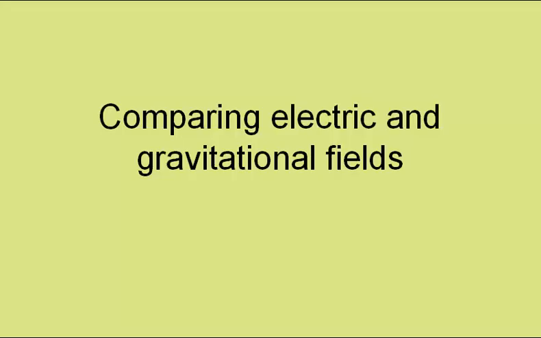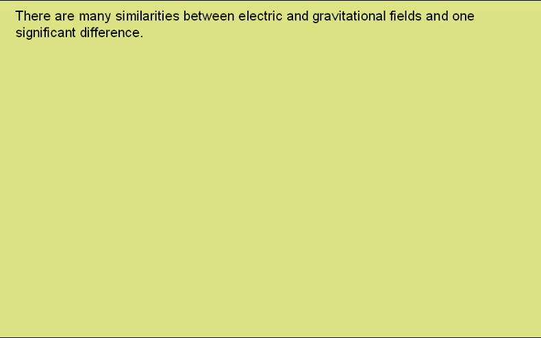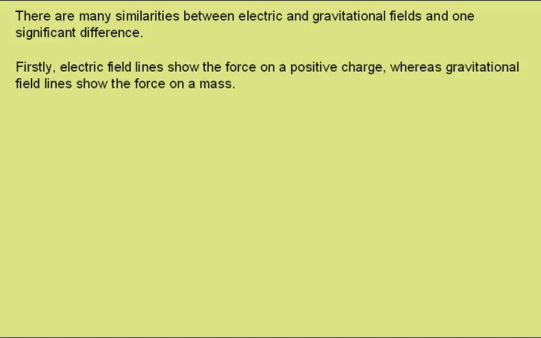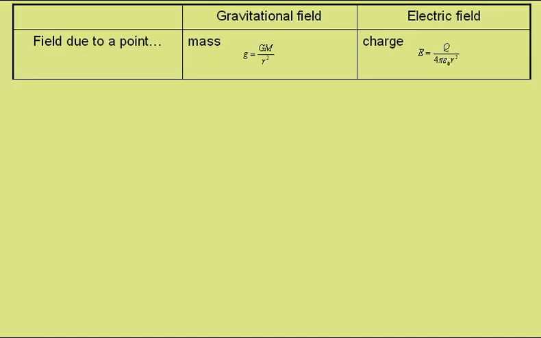Comparing electric and gravitational fields. There are many similarities between electric and gravitational fields, and there is one significant difference which we'll look at at the end. Firstly, electric field lines show the force on a positive charge, whereas the gravitational field lines show the force on a mass. Comparing them in more detail, I'll draw up this table.